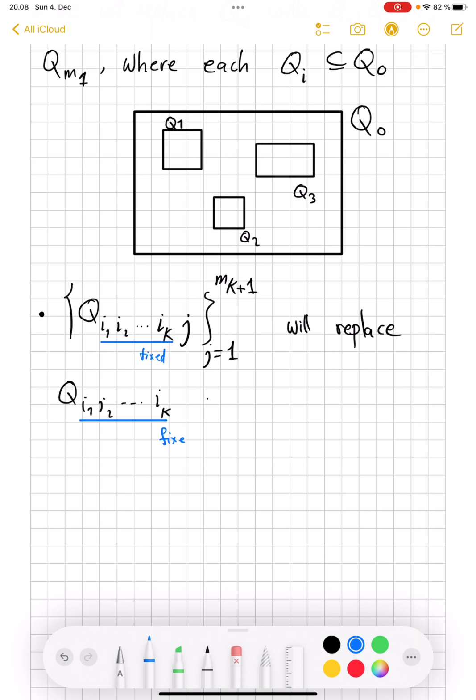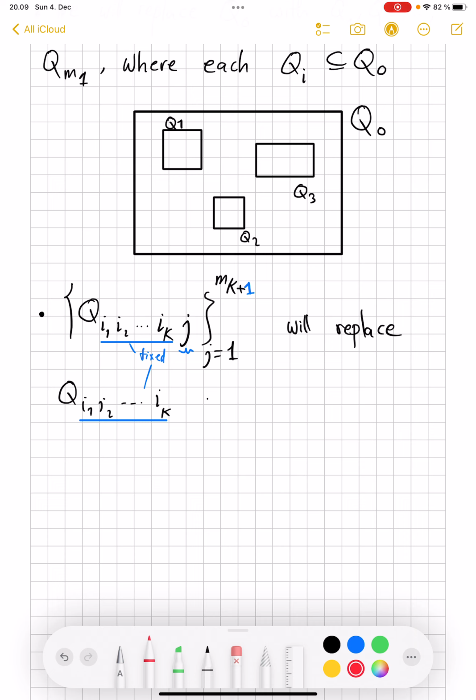The same one. And then I run the new index j, at level k plus 1. So this one is for the index. So M k plus 1 many subsets of that to replace.